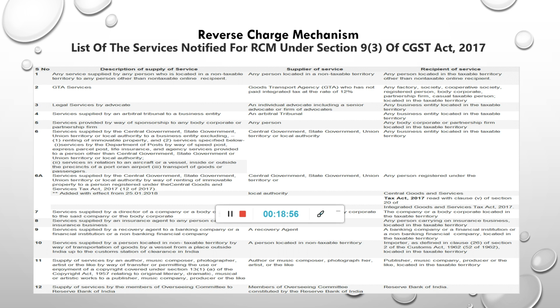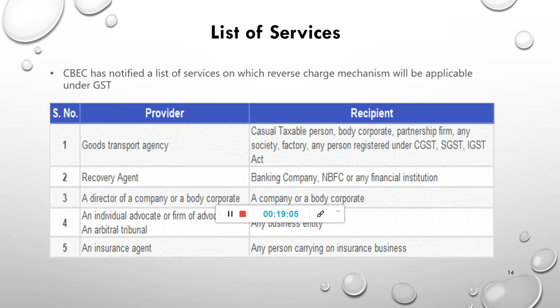In coming presentations, I'm going to discuss more reverse charge in more detail basically. List of services. These are the list of the services on which reverse charge will be applicable. So one can go through the service provider and recipient details.